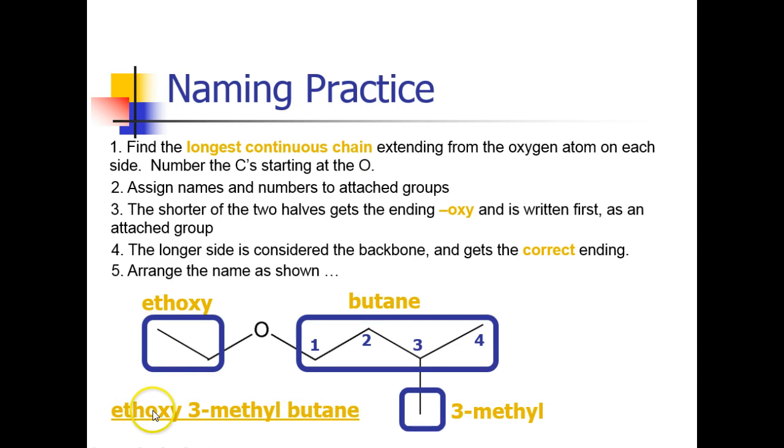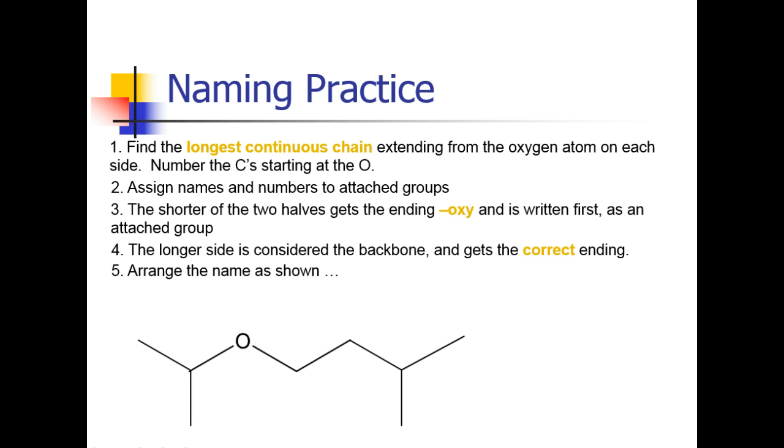The ethoxy always goes first, out front. The backbone, the longer chain, always goes last. And notice where we put that 3-methyl: because the 3-methyl is attached to the butane, you have to list the 3-methyl directly in front of the butane, and the ethoxy goes first. Let's take a look at another ether.